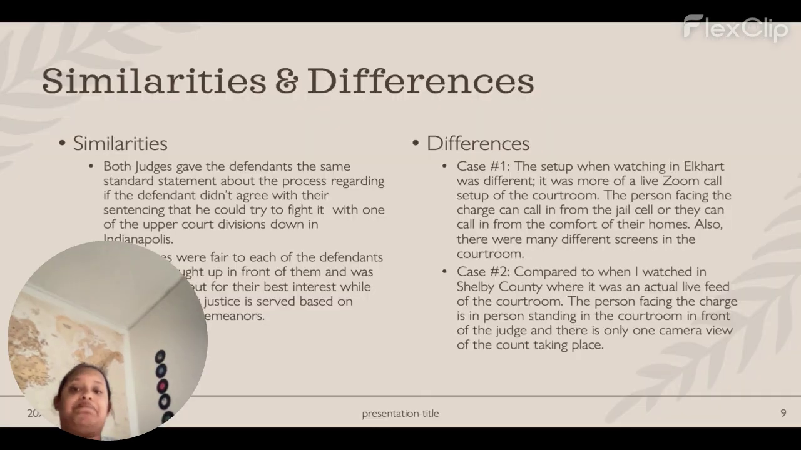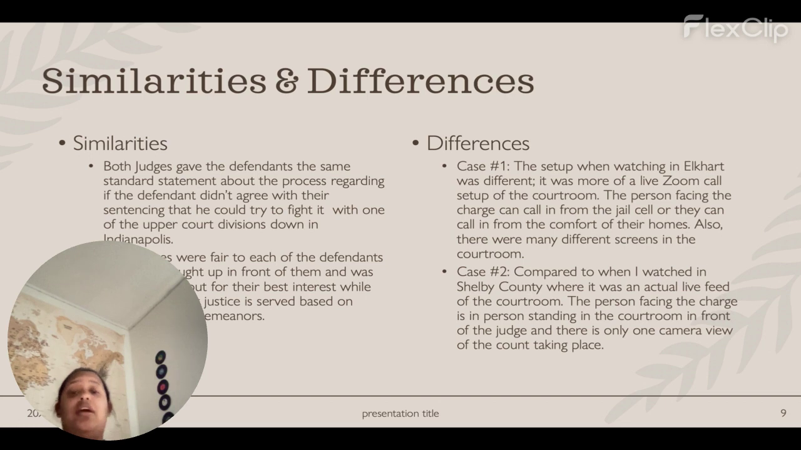So some similarities and differences between these two cases that I noticed: two similarities were, both judges gave the defendants the same standard statement about the process regarding if the defendant didn't agree with their sentencing, that they could try to fight it or appeal with one of the upper court divisions down in Indianapolis. Both judges were fair to each of the defendants that were brought up in front of them and were trying to look out for their best interests while making sure justice is served based on the felonies and misdemeanors that they may have.